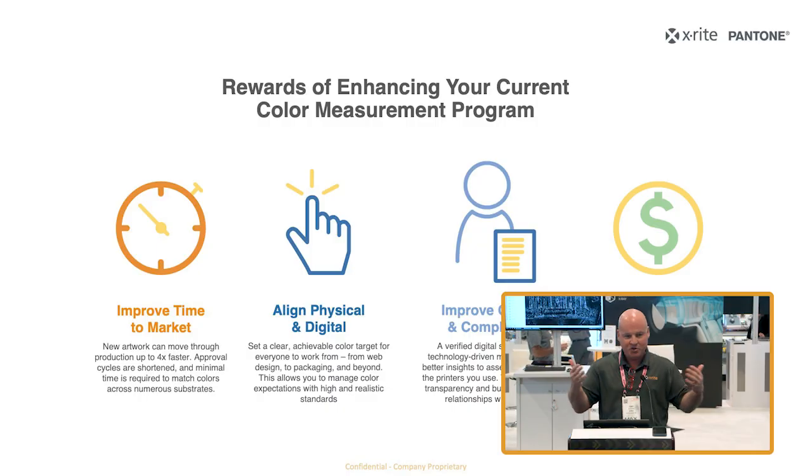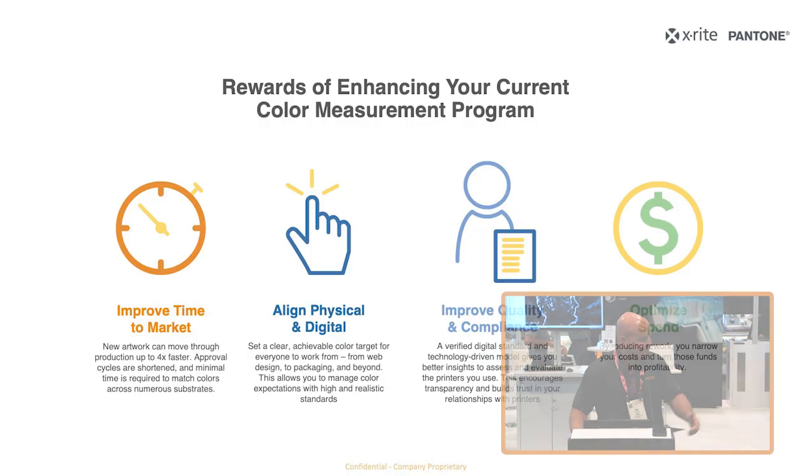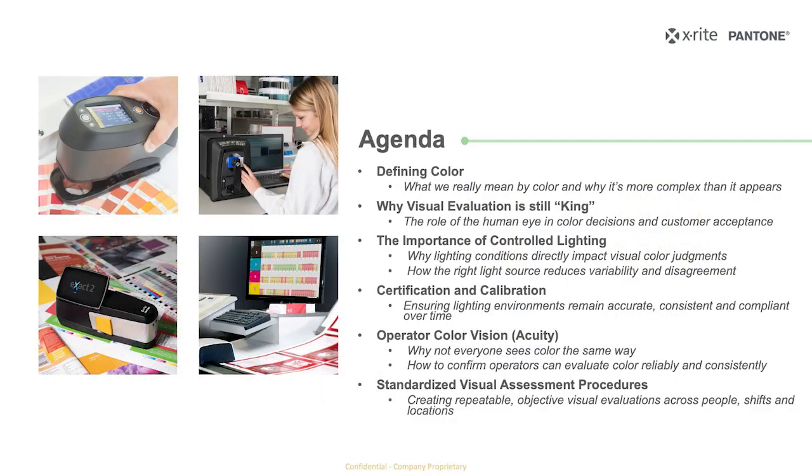Every light source is going to change an object and make it look different, okay? It improves quality, compliance, and optimizes speed. What it's doing is you're going to define the color. Visual is still king, like I talked about. You've got to have controlled lighting. Certificate and calibration just means that the lighting is consistent every time, because lighting ages over time. Operator color vision, we'll talk about that. And then some of your standardized visual assessment procedures.